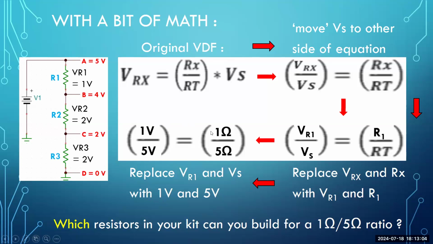That must equal the other side, the resistor side. So if I have 1 volt over 5 volts, that must be 1 ohm over 5 ohms. This starts to reveal to us what kind of resistors we can come up with in order to build this unloaded voltage divider. So think. Which resistors in your kit can you build for a 1 ohm to 5 ohm ratio? Give it some thought. We can't quite figure it out just yet. You need more hints. You need more tools. So let's go on to the next part that will help you figure this out.